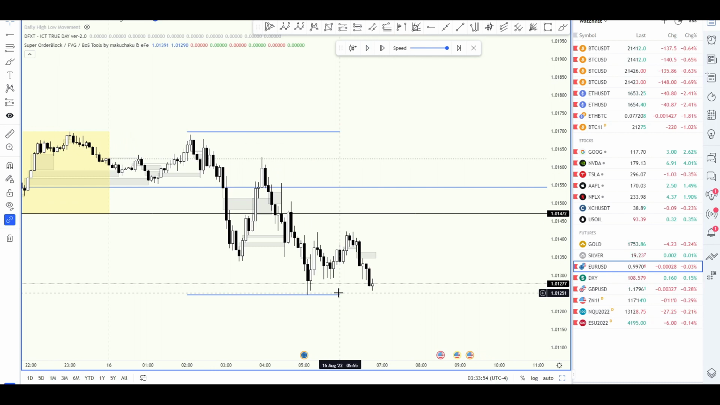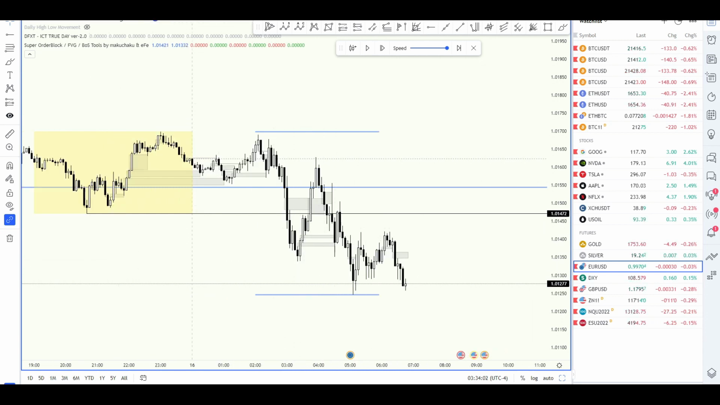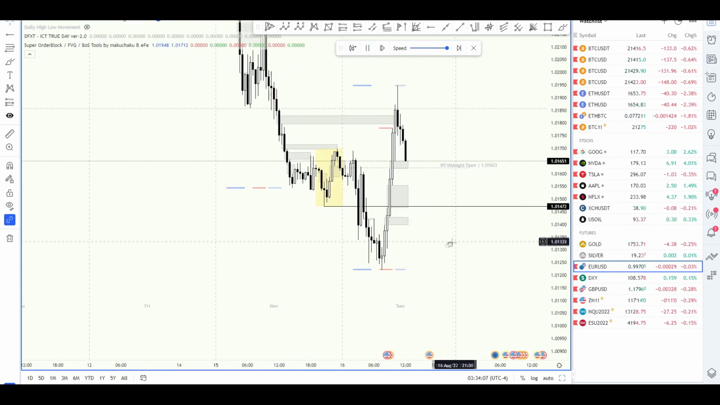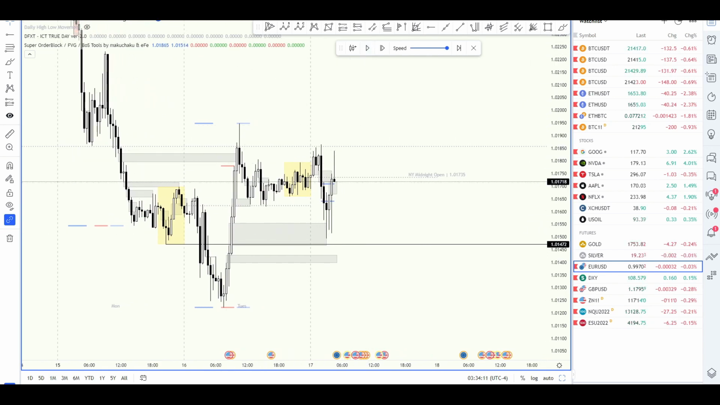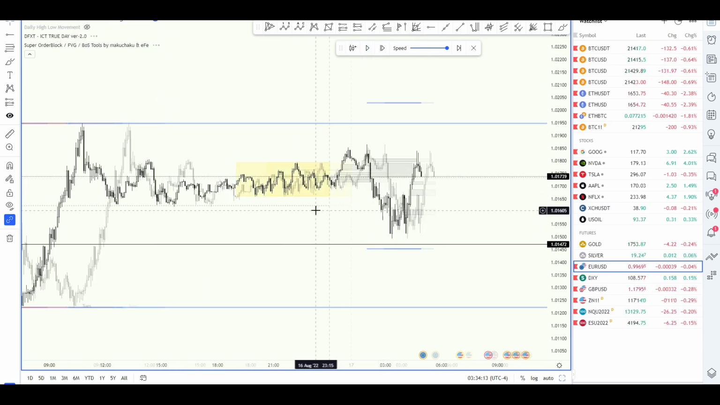And basically we are out because the London session ended and we didn't have any setup given to us. So let's go to the next day. Let's wait for another Asia session. Here we go. Zoom in right now.